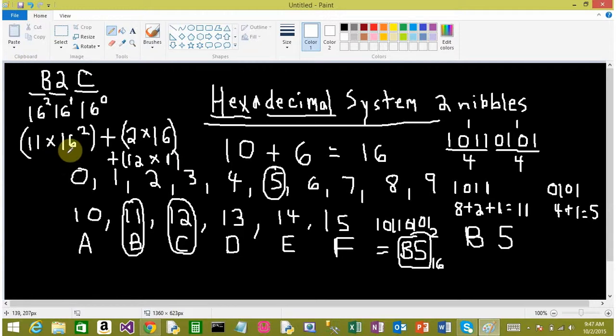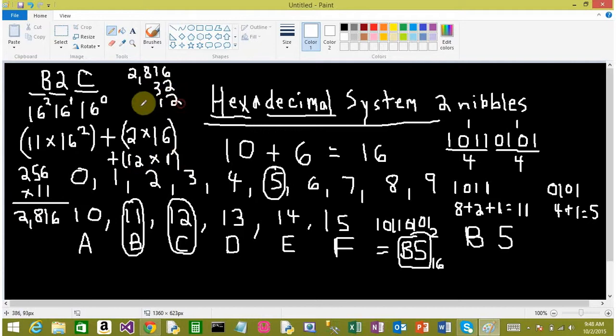But 11 times 16 squared, that's 256. So let's see what 256 times 11 is. So that's going to be 2,816. Okay, so we'll write that up here. 2,816. And then 2 times 16, that's 32. So we'll write that there. And 12 times 1 is 12. So we'll just add all those together.